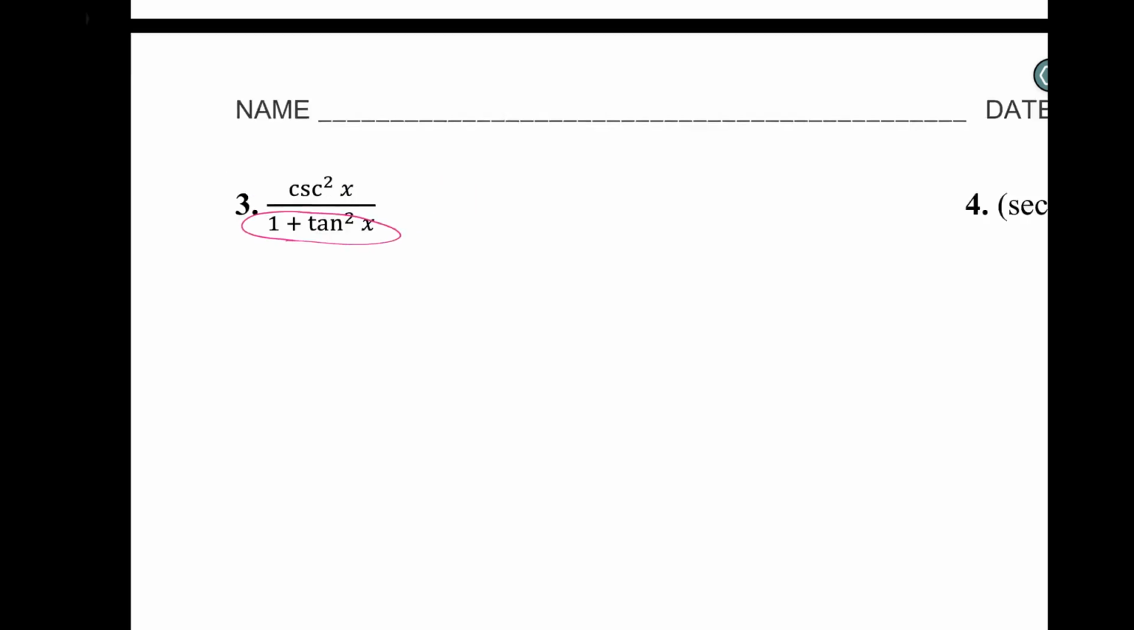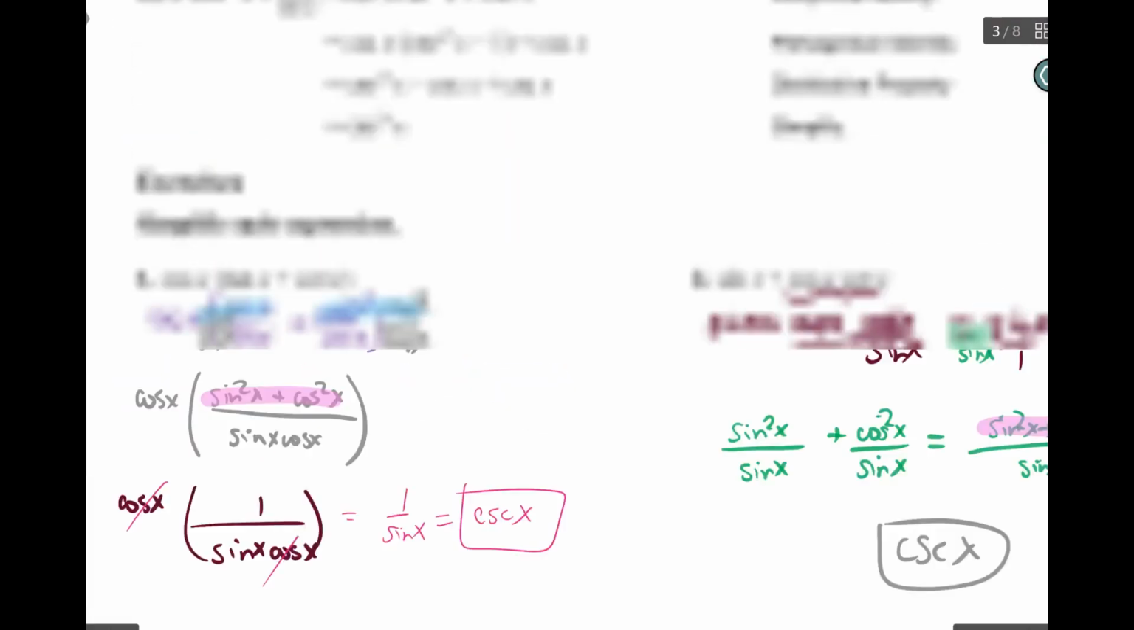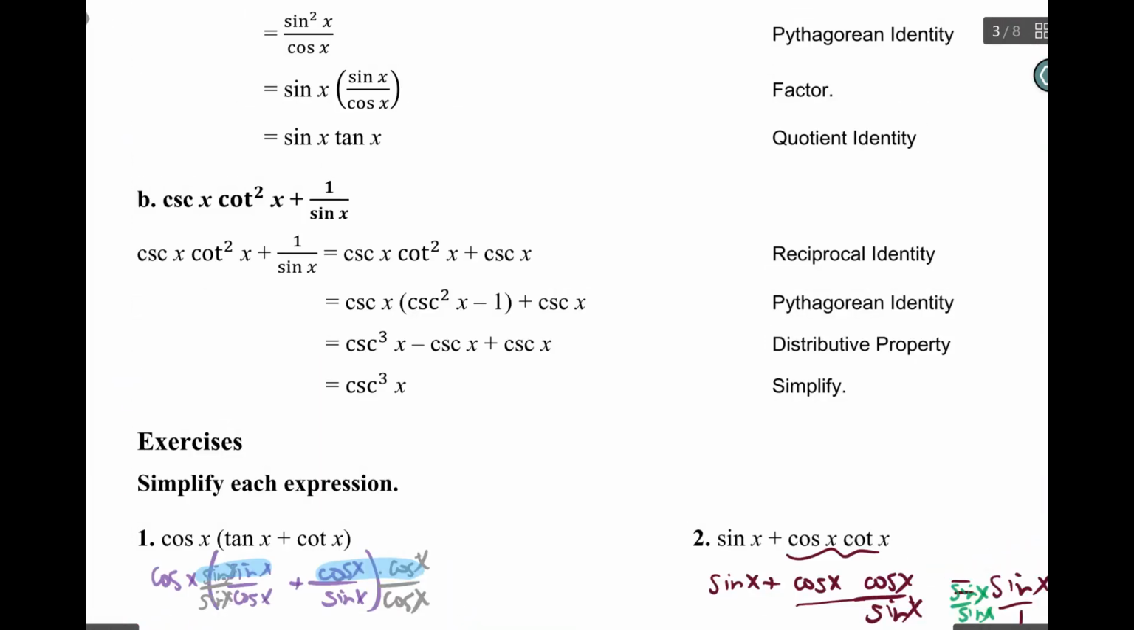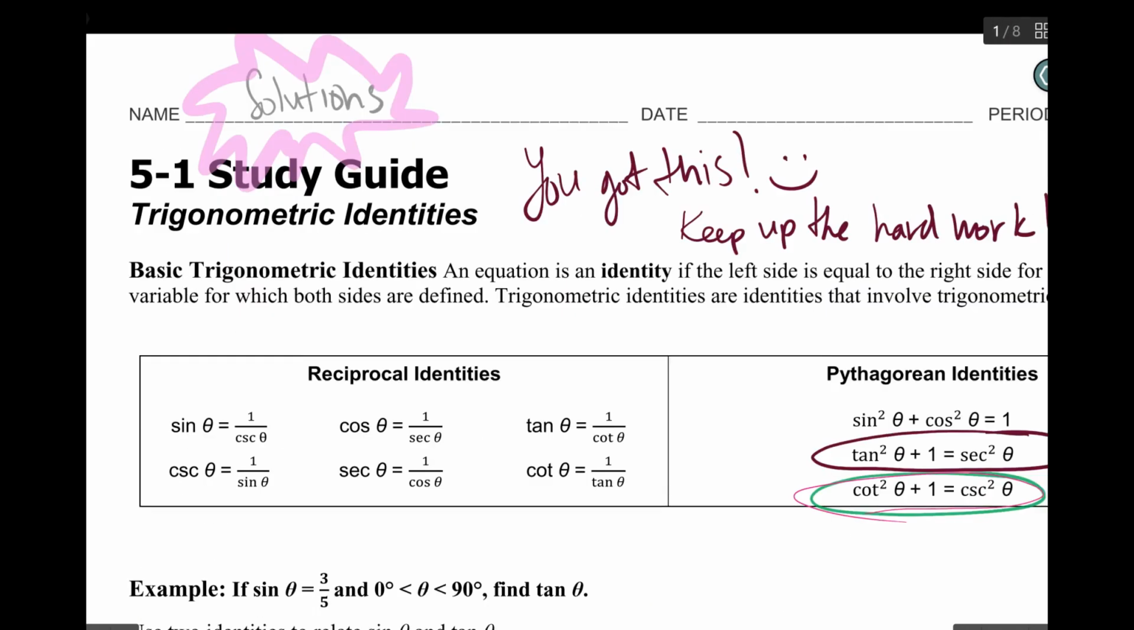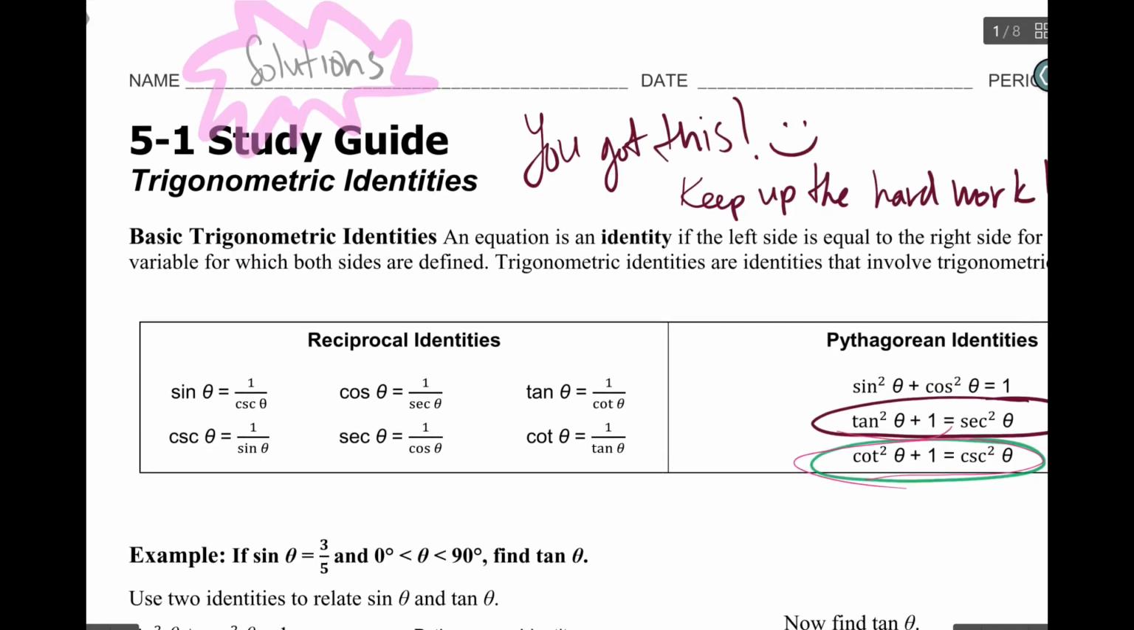But that says to me 1 plus something squared must be Pythagorean. So which one is this? 1 plus tangent squared x. 1 plus tangent squared x. Let's see. I think it's up here. 1 plus tangent squared x. Hey, right here. That's equal to secant squared x.